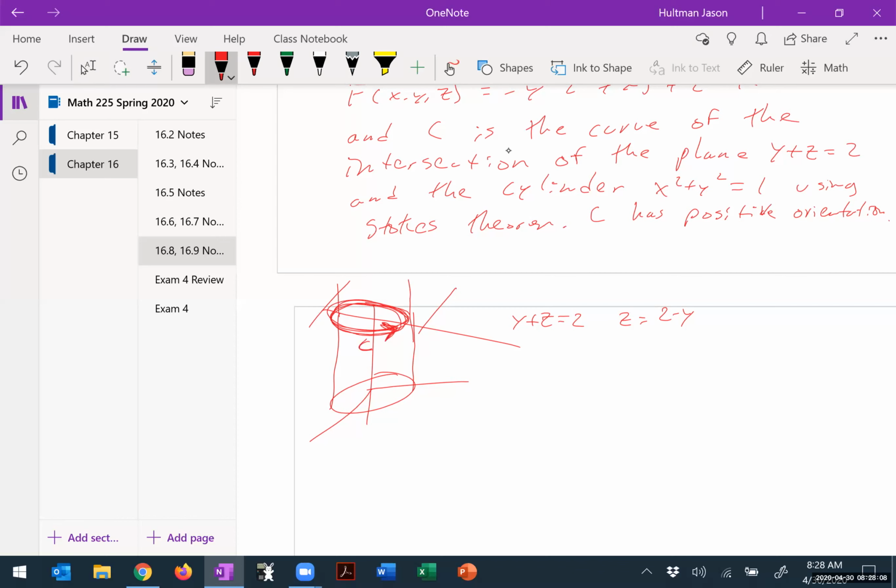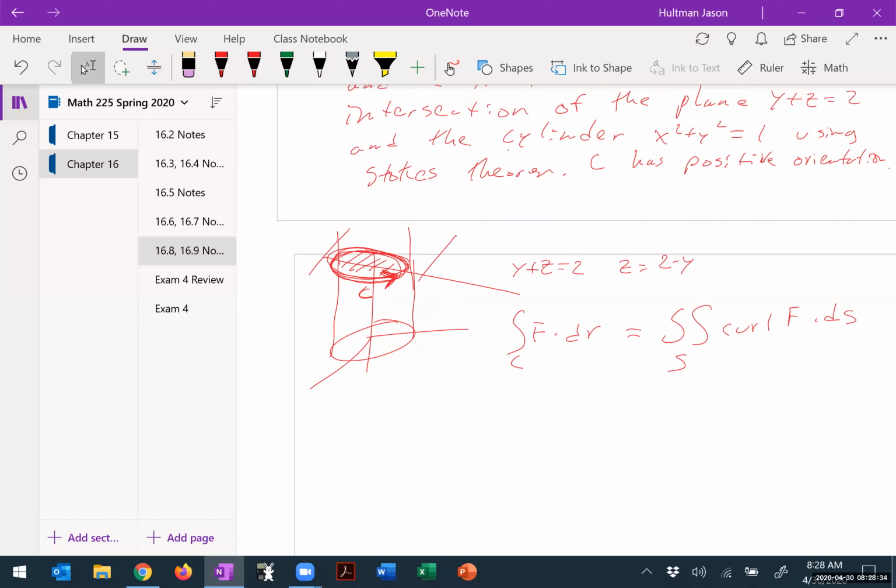Okay, so let's say that the line integral is going to be equal to the double integral over the surface of the curl. So the line integral is really over the surface, that slice, of the curl of f dot dS. So let's change the line integral into a surface integral and see if that helps us.